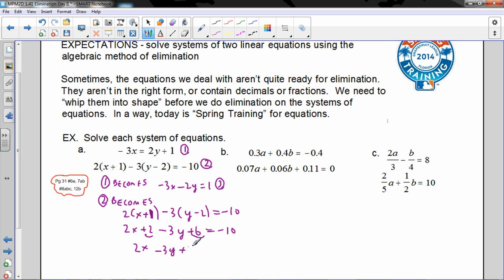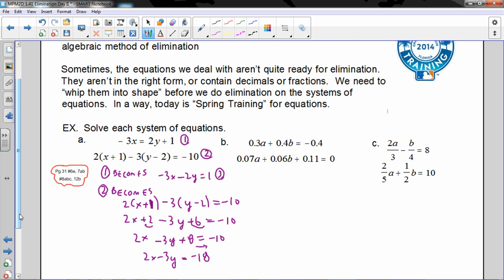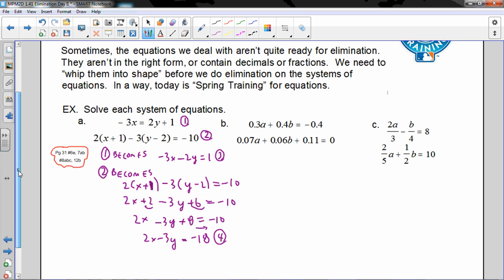And that's 8 equals negative 10. Even this isn't perfect. I'm going to move the 8 over to the other side here and get negative 18. See, that's better. That one's now in shape, ready for elimination. So, or substitution, I suppose I could choose.